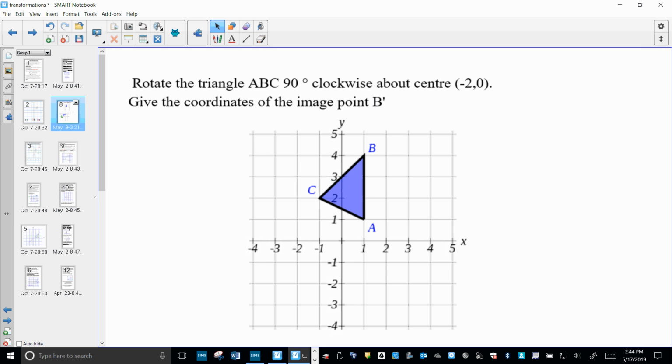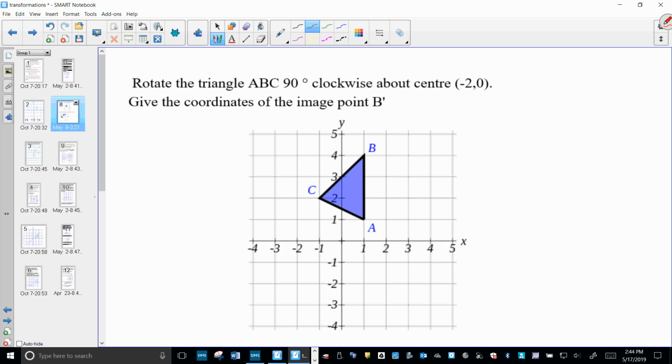So this is where using your tracing paper economically is important. Now, this one says rotate triangle ABC 90 degrees clockwise about centre -2, 0. Give the coordinates of the image point B dash. Excuse me, I think we talked about this the other day: when we draw our image, this one was labelled A, B, C. We would label our image with what letters? A dash, B dash, C dash.